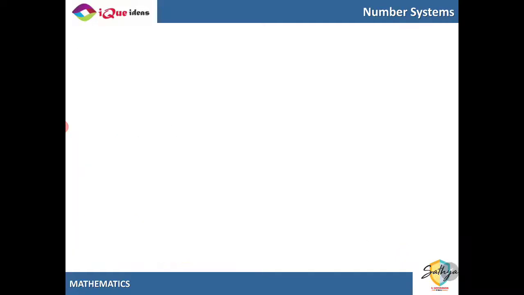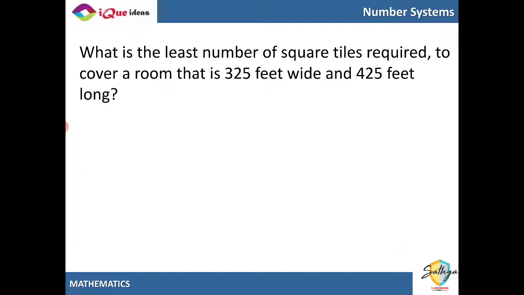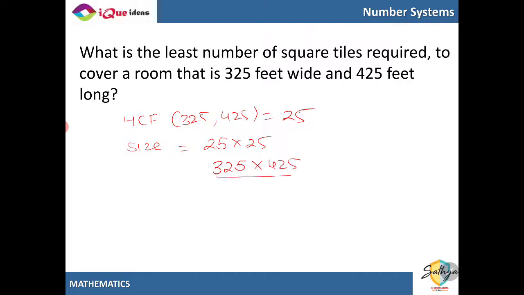Chalo. Now, what is the least number of square tiles required? So this is the same problem, right? To find the least number of square tiles, I need the largest size of the tiles. So the highest common factor for 325 and 425 is equal to 25, right? So the size of the tiles which can fit the room, the largest size, will be 25 by 25. So to find the number of tiles, I divide the total area of the room by the area of tiles, right? So this will give me 13 multiplied by 17. So the total number of tiles is 13 multiplied by 17, that is 221 tiles.